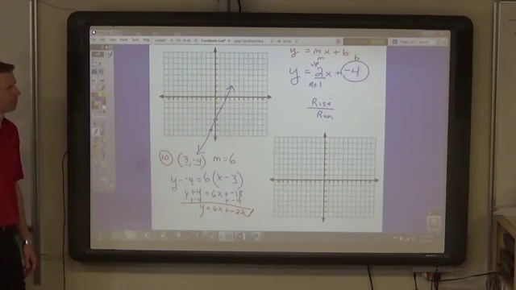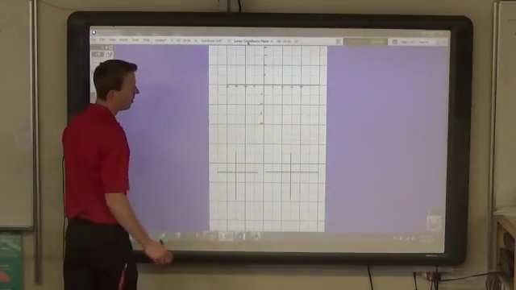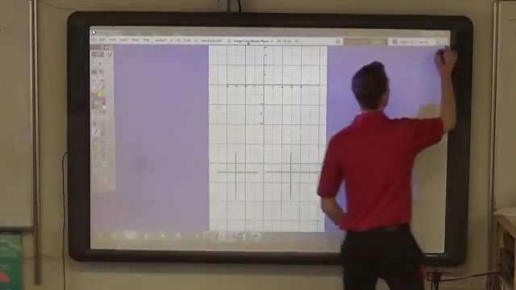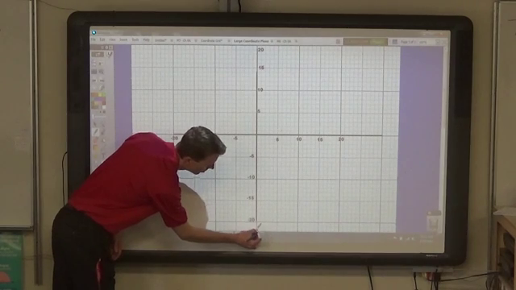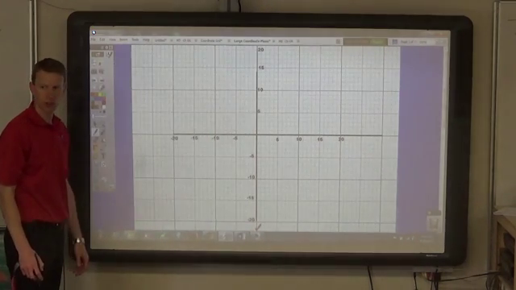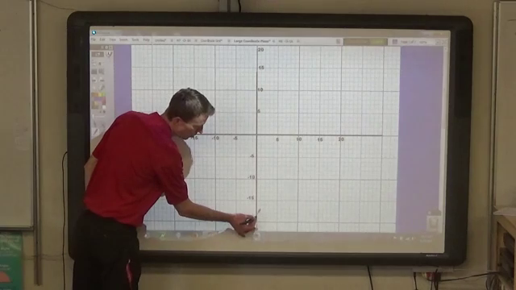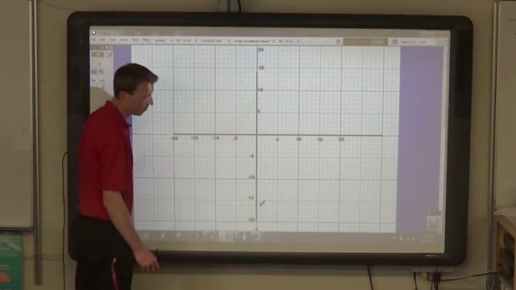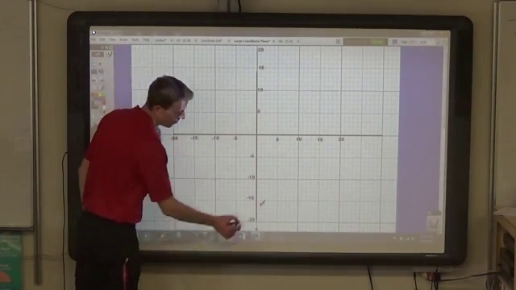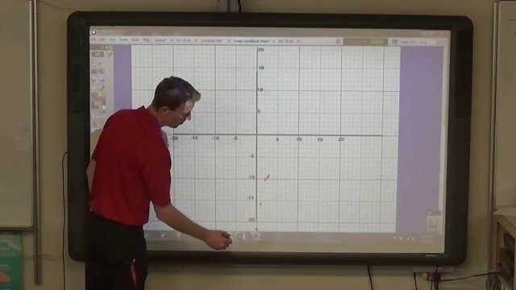Right? We're going to need a bigger graph. y equals 6x plus negative 22. So let's use this large one. Okay? So here's 20, here's 22. y equals 6x plus negative 22. Negative 22 is the y-intercept. And then it goes up 6. 2, 4, 6. And over 1. So that is your line.